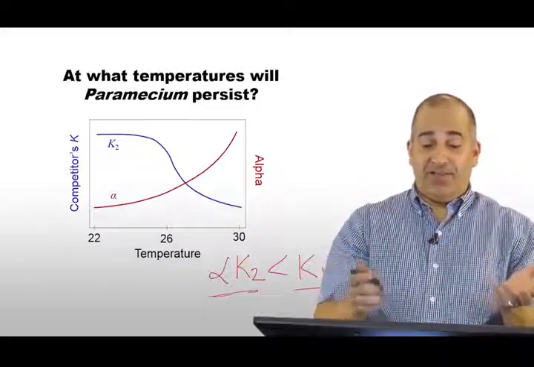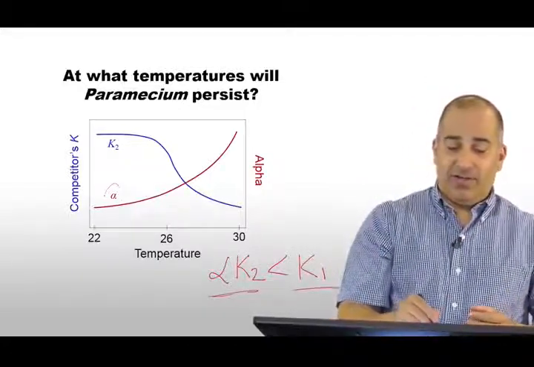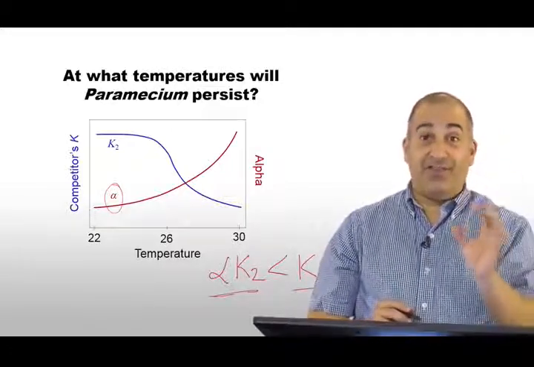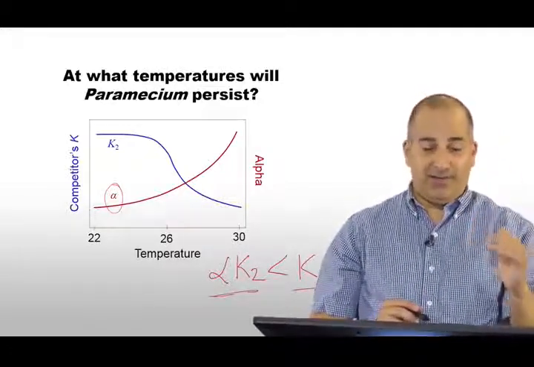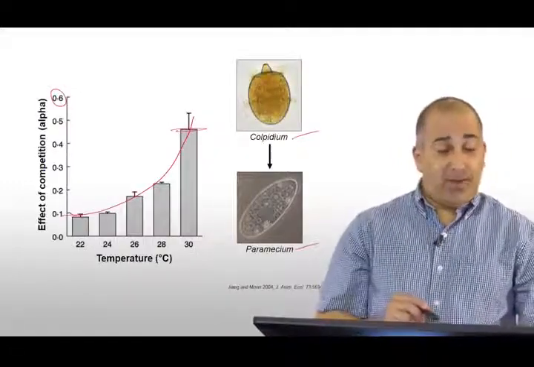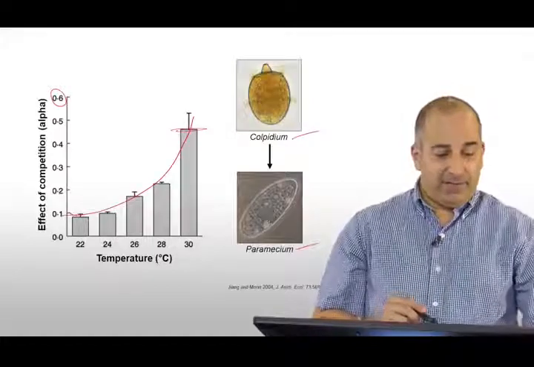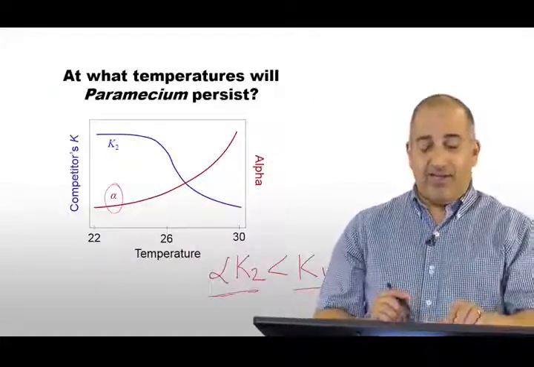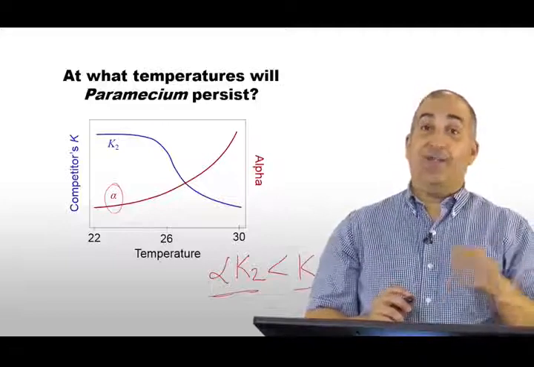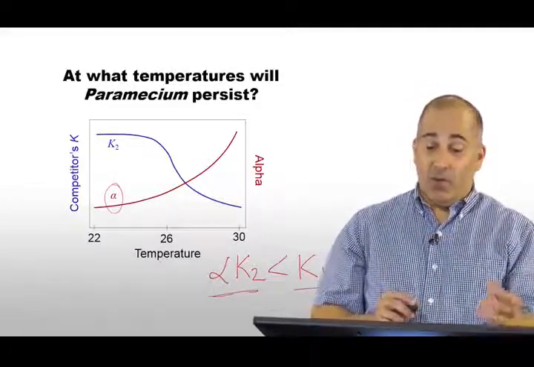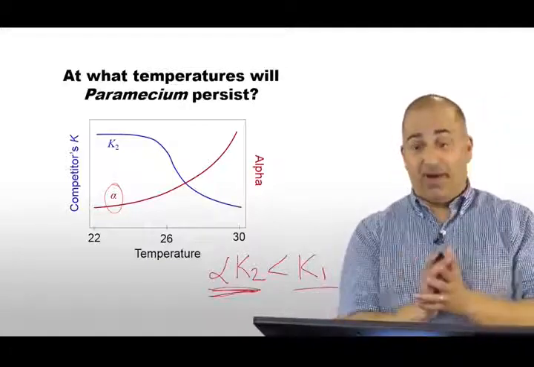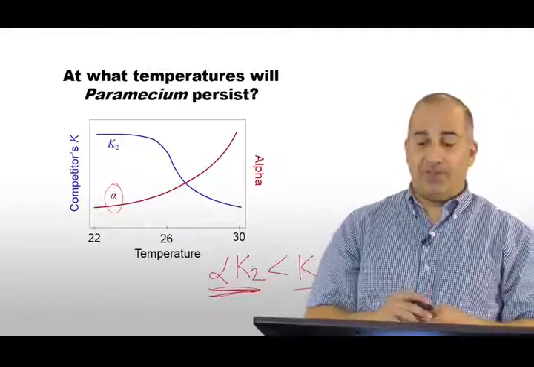And so what happens is, if you're down here at low temperatures and you have a very small alpha, you take a very small number that's a fraction, less than 1, which is what alpha is. In fact, if we go back a slide, we can see that it's less than 0.1 alpha. So if we think about it like that, we're taking a very small fraction and multiplying it by a whole number. And what we get is a very small number. And so this is likely to be small at low temperatures, which is good for paramecium because we want this to be less than K1.